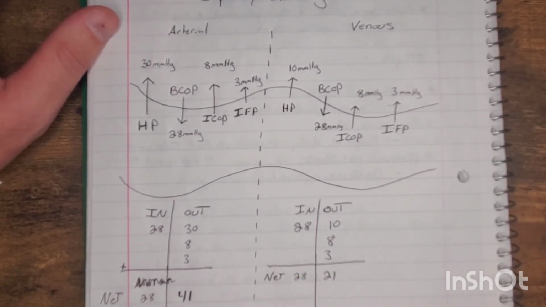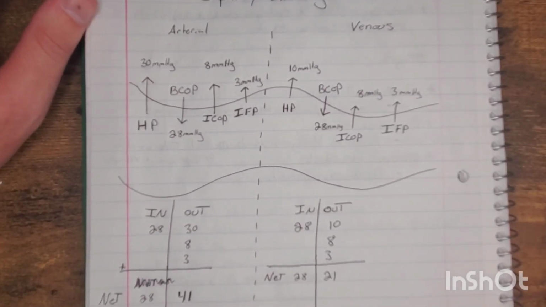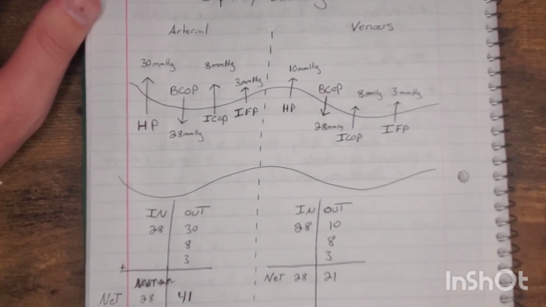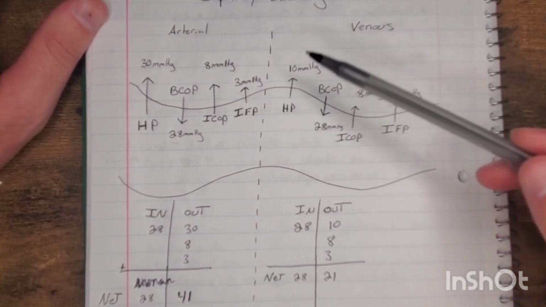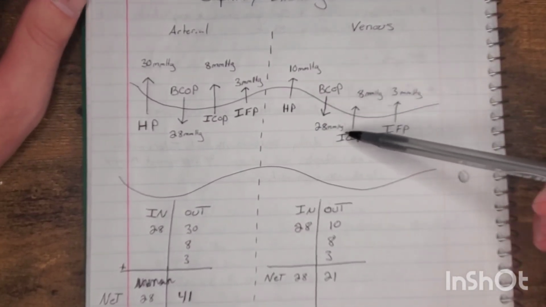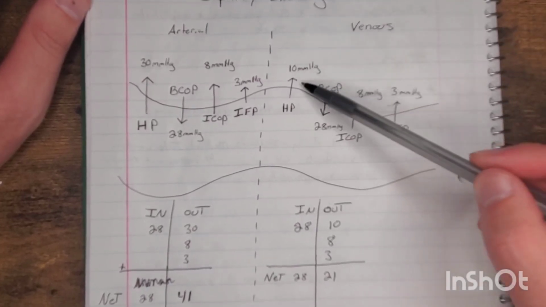So net, we have 28 in, 41 out. So our net pull, we're going to have 13 out. So 13 of nutrients, water, and oxygen-containing material is going to be pulled out of the capillary and go to the cells. Now the venous end, we're going to have the same things: hydrostatic pressure, blood colloid osmotic pressure, interstitial colloid osmotic pressure, and interstitial fluid pressure. And this is the big one here.